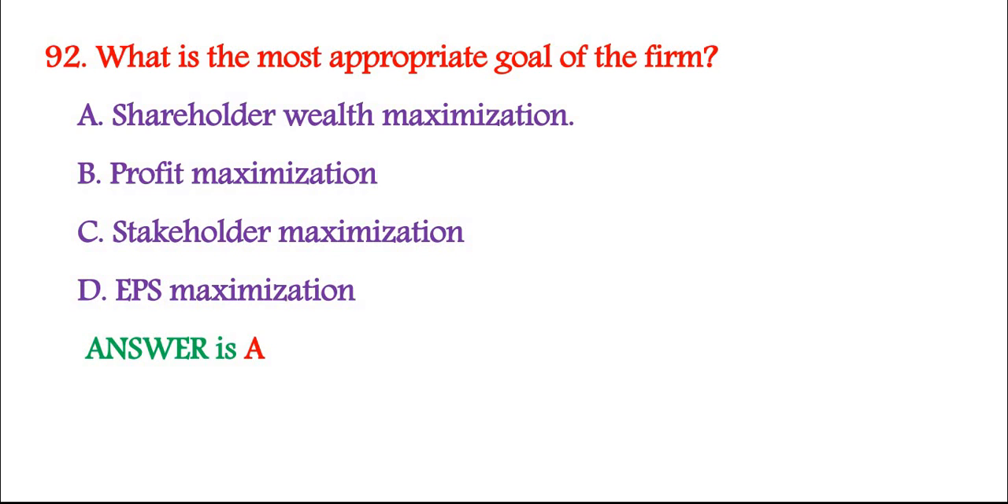92. What is the most appropriate goal of the firm? A. Shareholder wealth maximization. B. Profit maximization. C. Stakeholder maximization. D. EPS maximization. Answer is A.